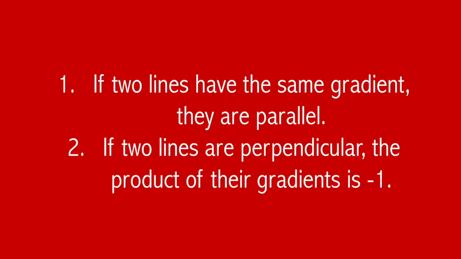If two lines have the same gradient, they are parallel. If two lines are perpendicular, the product of their gradients is minus 1. So the lines y equal to 4x plus 5 and y equal to minus 1 by 4x plus 3 are perpendicular, because 4 into minus 1 by 4, which are the gradients, equals minus 1. I'm going over this really quickly because I'm pretty sure most of you, in fact all of you, know this. If you do have questions, however, just leave a comment and I will get back to you.